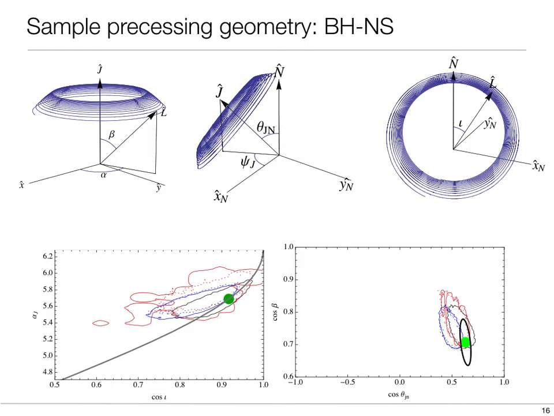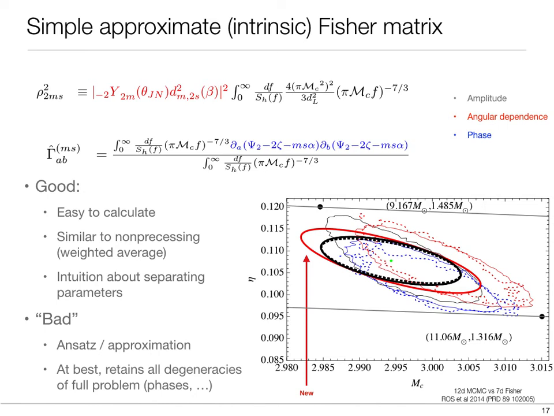So what one can do is go through and produce simple analytic calculations to demonstrate that we have control over what these posterior distributions should look like. Specifically, one can use what's known as a Fisher matrix calculation.